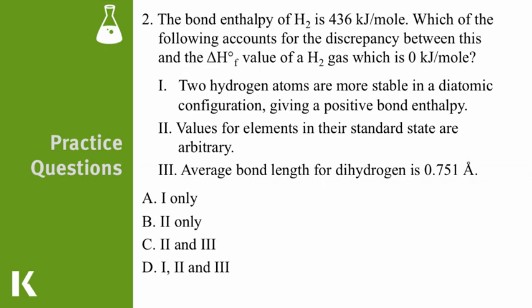Let's try this question, which asks us to compare the bond enthalpy of diatomic hydrogen to the heat of formation for this molecule. And the correct answer is B. Remember that the heat of formation for any molecule in its standard state is always set to 0. So this value is arbitrary. It simply gives us a good starting place to observe the changes in enthalpy as this molecule moves away from its standard state. Roman numerals 1 and 3 may present true information, but this doesn't contribute to the bond enthalpy holding the diatomic hydrogen together.